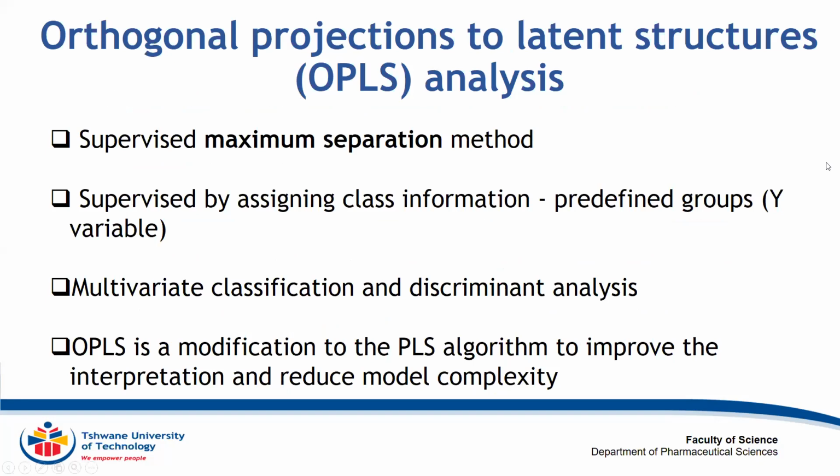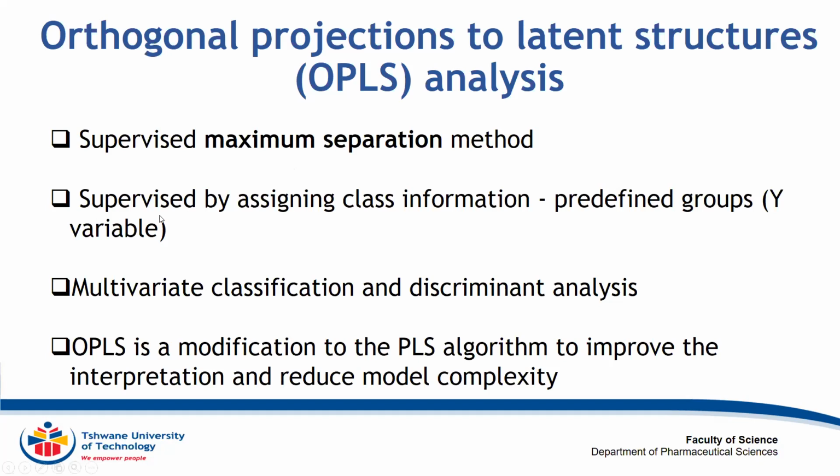Okay, so that was just an overview of principal component analysis. The other method that we are going to briefly look at is orthogonal projections to latent structures analysis. Specifically because this is a classification method, usually it is an extension of, say, OPLS discriminant analysis, because we want to discriminate between classes. So the major difference between PCA and OPLS is that OPLS is a supervised maximum separation method. So here we're looking at maximum separation, and yet in PCA we're looking at maximum variance.